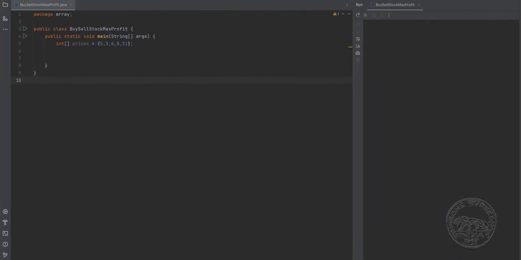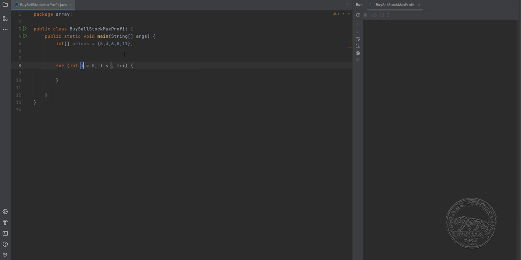Welcome to a new Java interview question. In this question, you are given a list of prices and you need to find when you will be buying and when you will be selling the stock to make maximum profit. So you need to give the profit as well as the days of the buy and the sell. So let's start coding for this.